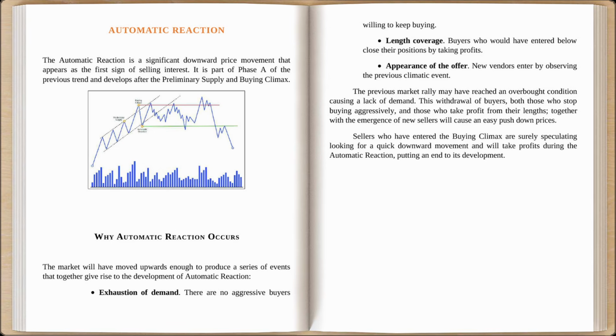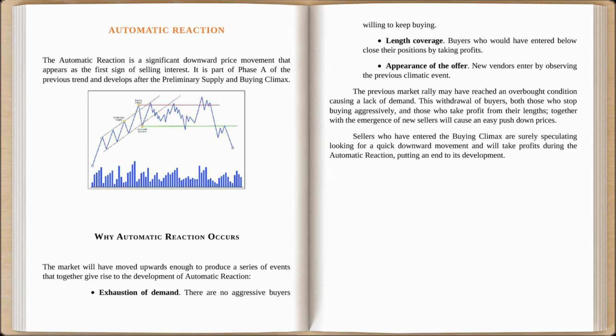Exhaustion of demand: there are no aggressive buyers willing to keep buying. Longs coverage: buyers who would have entered below close their positions by taking profits. Appearance of the offer: new sellers enter by observing the previous climatic event. The previous market rally may have reached an overbought condition, causing a lack of demand.